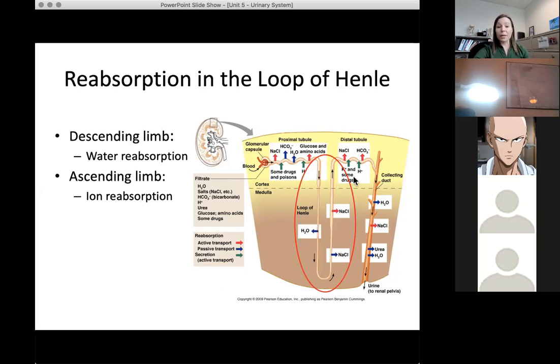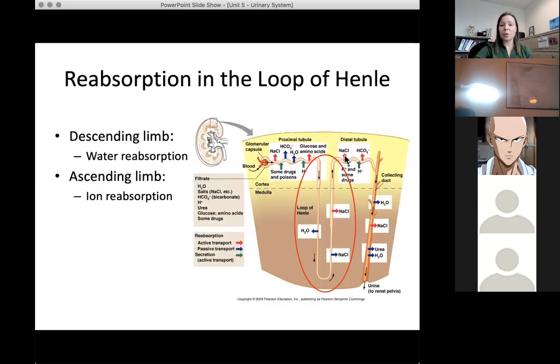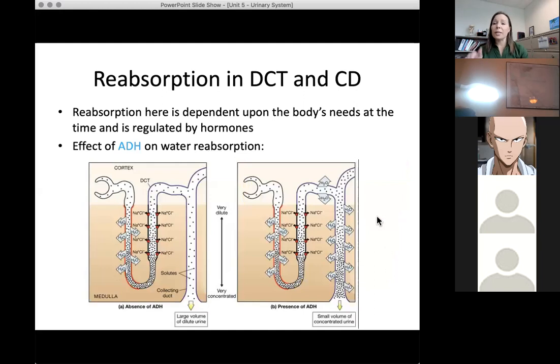And then finally, reabsorption in the last part. So remember, the last part of the tubule is the DCT and the collecting duct. So reabsorption here depends on the body's needs at the time. If you, for instance, are dehydrated and you need to reabsorb even more water, it's going to happen here. If you're not, and you've already reabsorbed in the other areas of the tubule all the water that you need, then nothing is going to happen here. Nothing at all is going to happen in the DCT and the collecting duct. So it just depends on the body's needs at the time.